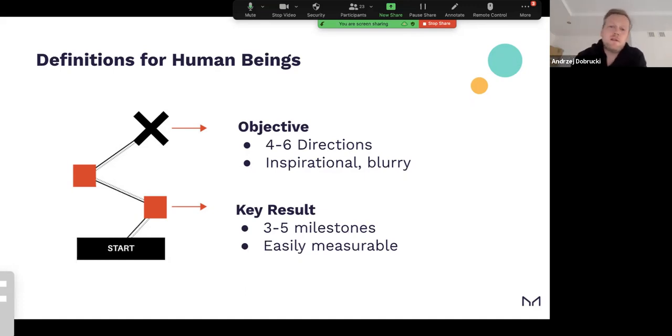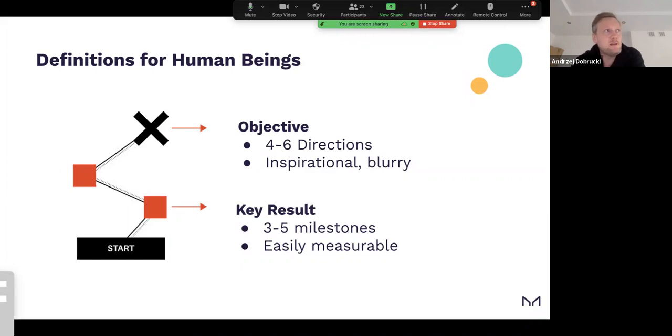While the objective is supposed to be inspirational and blurry, the key result, on the other hand, is supposed to be measurable, which means that there needs to be as many concrete measures as possible in the key result itself.